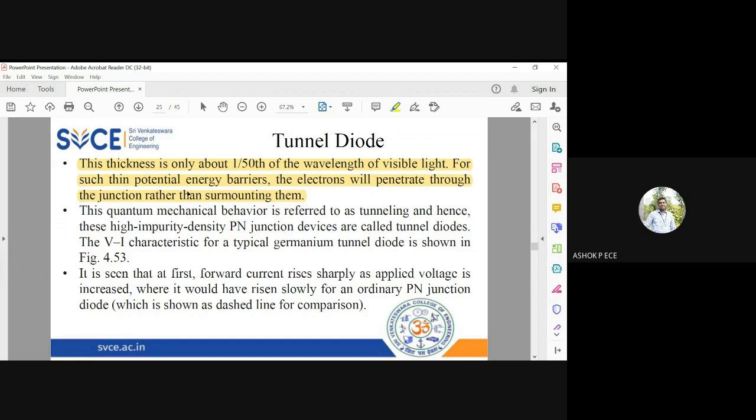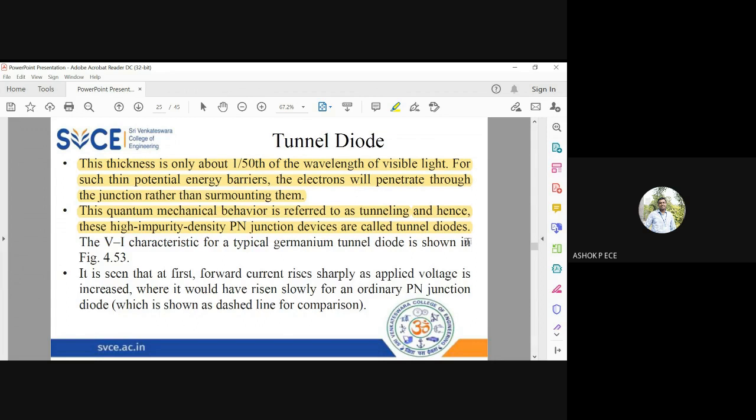So this penetrating effect of electrons is called tunneling. Hence, high impurity PN junction devices are called tunnel diodes. Just because tunneling happens inside the PN junction diode, it is called a tunnel diode.